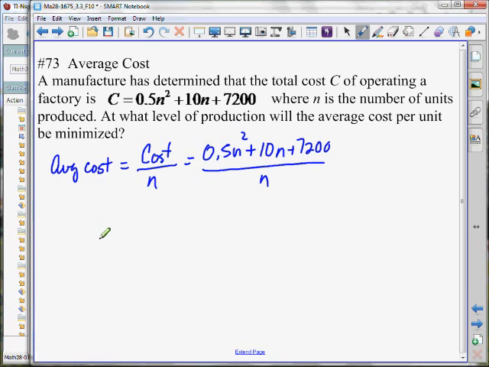How do you know that? What's in the problem that tells you that? The level of production per unit, or will the average cost per unit be minimized? You want to minimize average cost. Yeah. That's the key. We have some problems that say maximize.